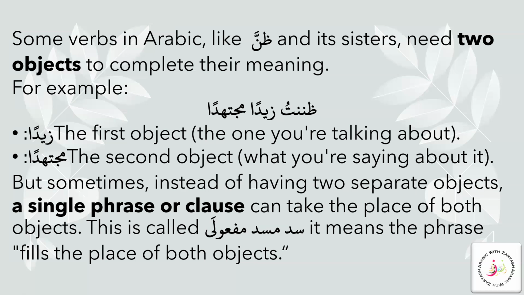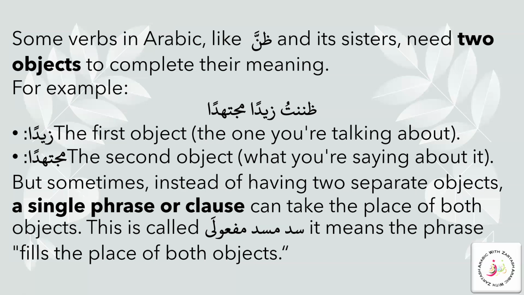But sometimes, instead of having two separate objects, a single phrase or clause can take the place of both objects, like the mubtada and the khabar that become maf'ul bihi awwal and maf'ul bihi sani, because zanna wa akhwatuha entered that jumla ismiya, and now that mubtada and khabar you do not see. Instead of the maf'ul bihi awwal and maf'ul bihi sani, you see a single phrase or clause. This is called the sadda masadda maf'ulain.